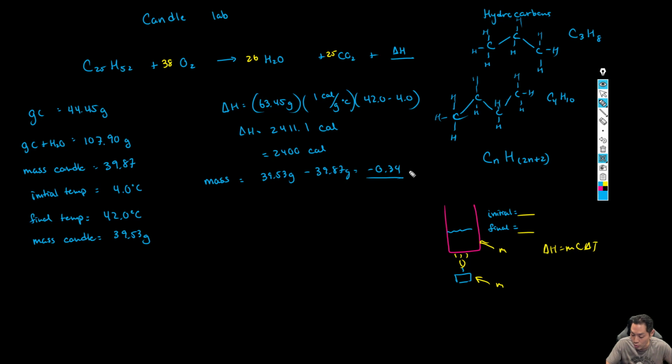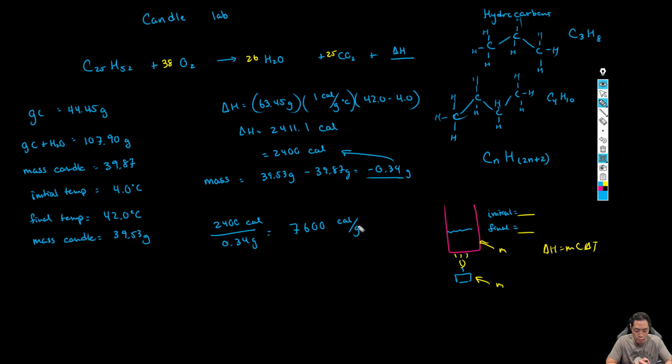Now, this much fuel made that many calories. So if I wanted the unit calories per gram, that's all I'm going to do. Just divide it. So 2400 calories divided by 0.34 grams. Because I just want to know a ratio. So that's why I really don't care about the sign. I know we're losing a mass, but I just want to know a ratio. So if I divide those two, 2400 divided by 0.34, I get 7,058, so I'll just round it off to 7600 calories per gram.